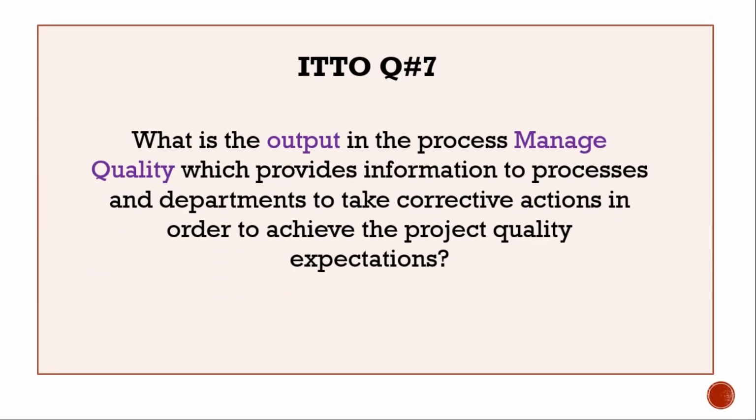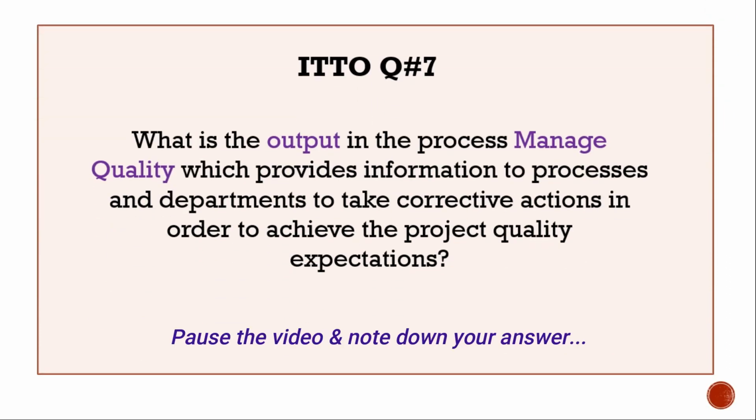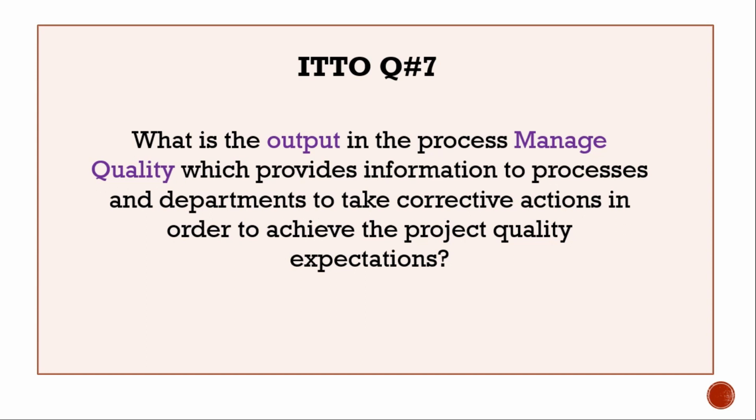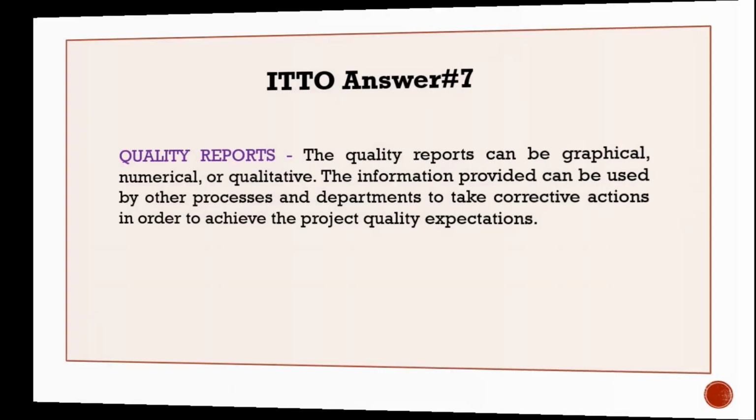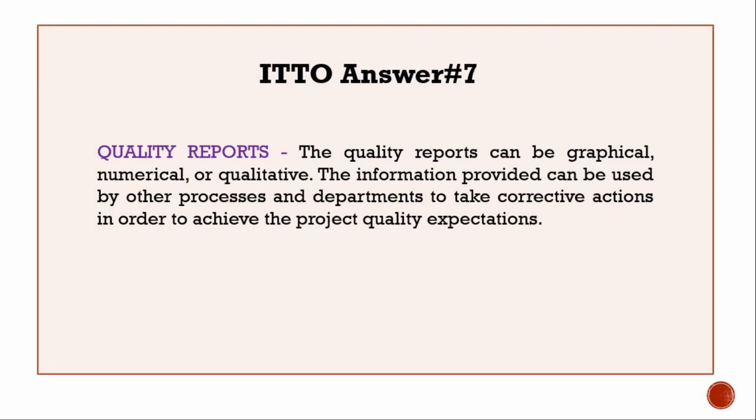ITTO question number 7. What is the output in the process manage quality which provides information to processes and departments to take corrective actions in order to achieve the project quality expectations? The answer, quality reports. The quality reports can be graphical, numerical, or qualitative. The information provided can be used by other processes and departments to take corrective actions in order to achieve the project quality expectations.